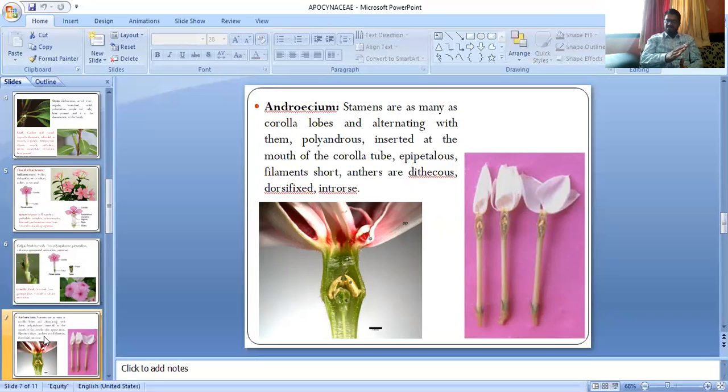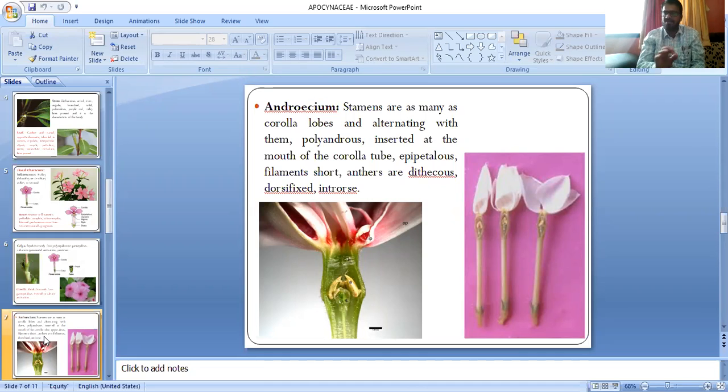In case of a tetramerous flower, the number of corolla lobes is 4. Corolla lobes are nothing but petals, right? In such cases, the number of stamens is also 4. Number of stamens is as many as the corolla lobes.